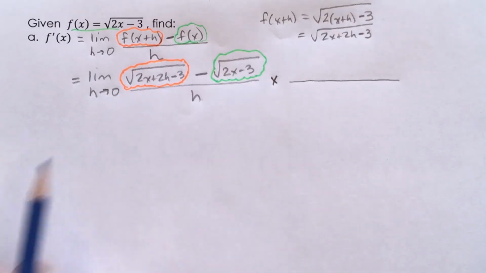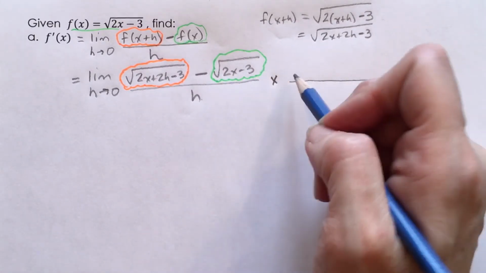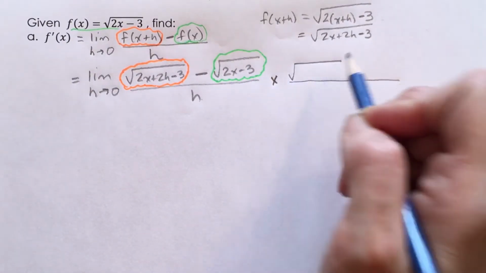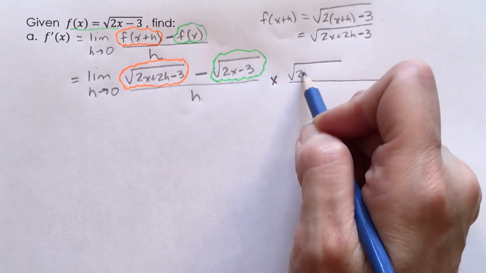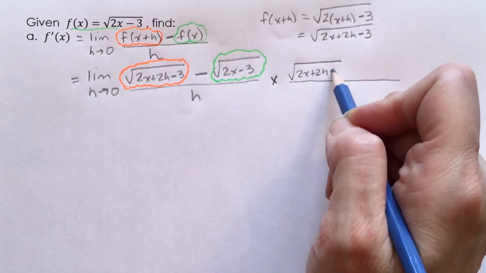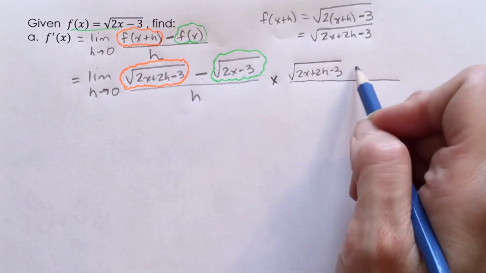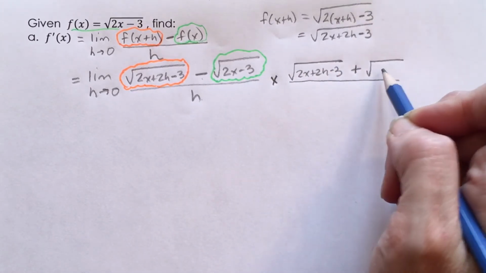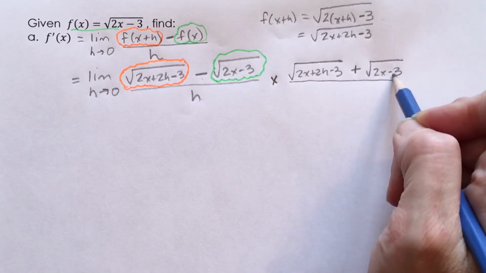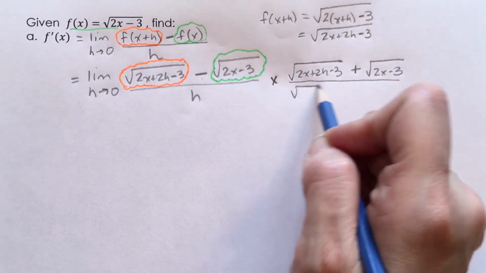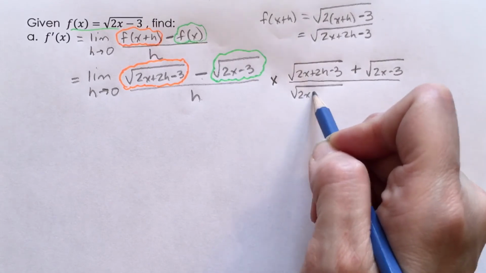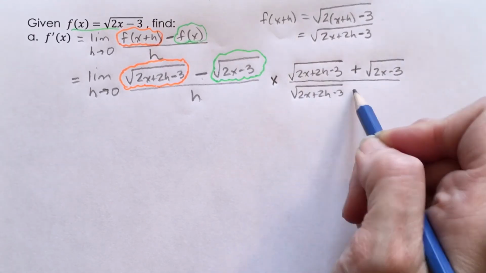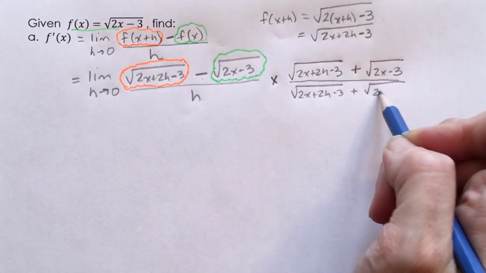But we've got two square root signs here, so the conjugate radical still works the same way. It's going to be root of 2x plus 2h minus 3, instead of a minus, plus, so exactly the same except for the sign, the root of 2x minus 3. And then whatever we do to the top, we have to do to the bottom. So we're going to multiply the bottom by exactly the same conjugate radical.